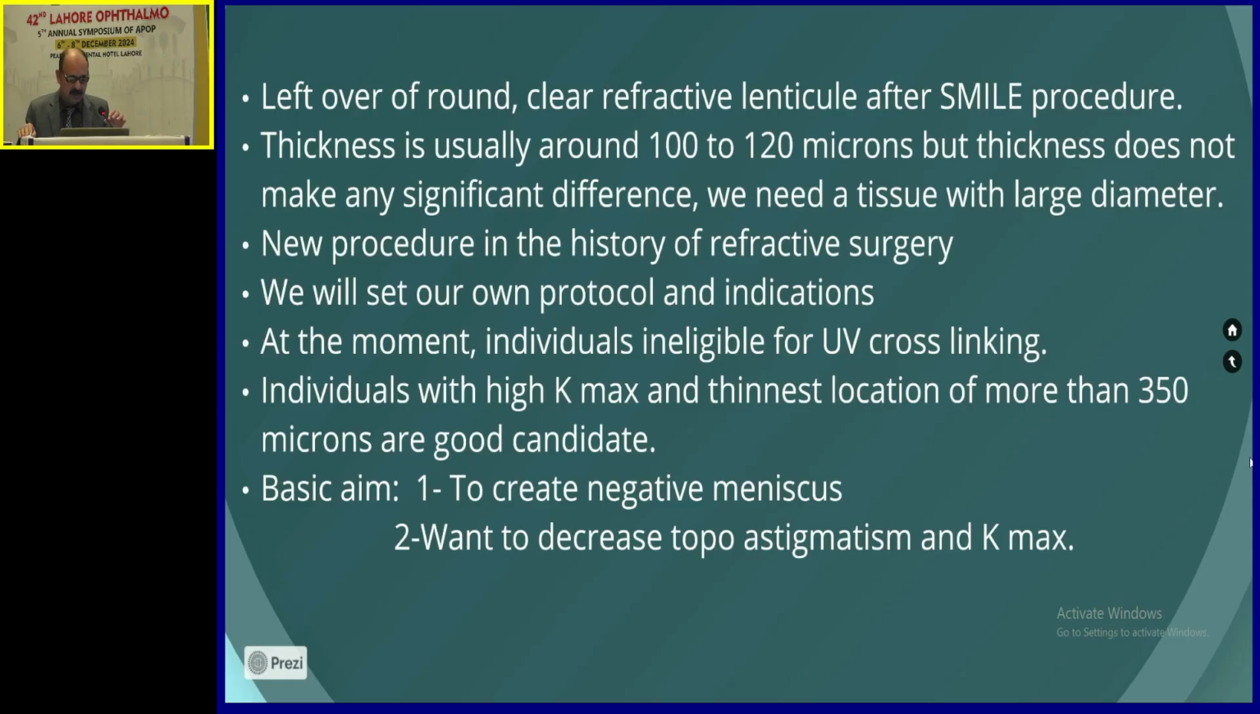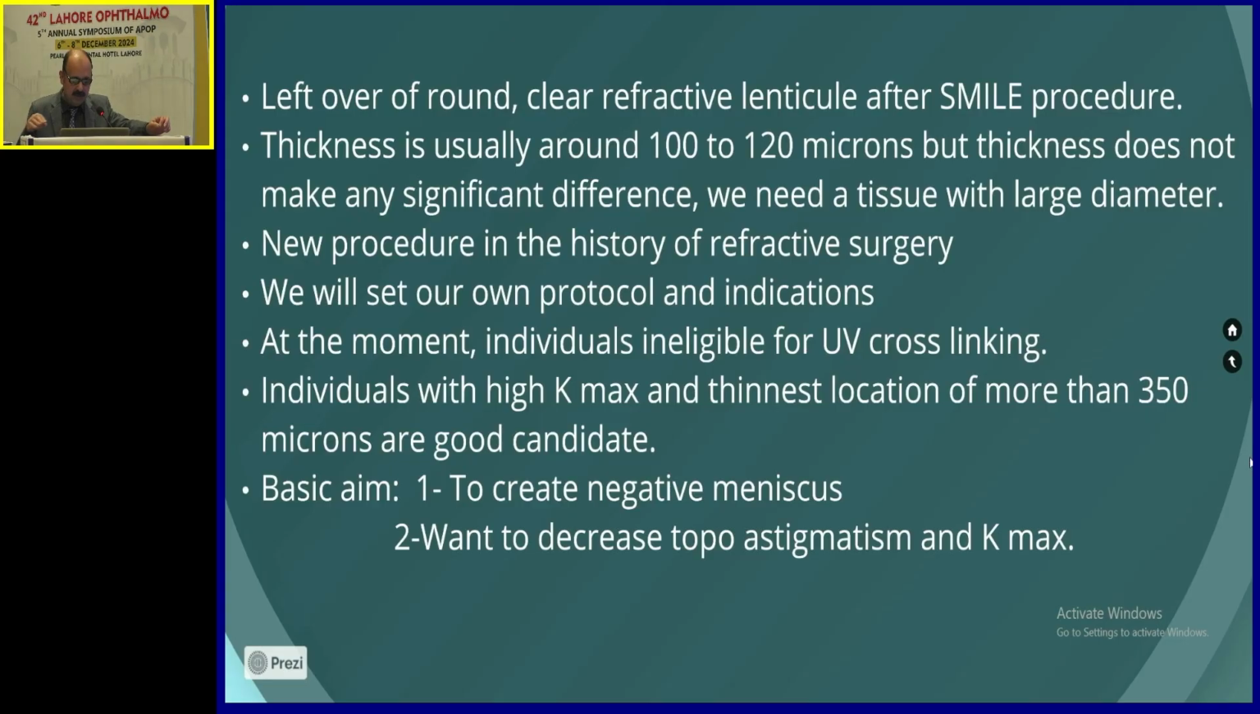This is one of the new procedures in the history of refractive surgery. It is also a corneal procedure. Later on we will set our own protocol and indications for this procedure. At the moment, those individuals who are ineligible for UV cross-linking are usually the best candidates. Individuals with high Kmax and a thinnest location of more than 350 micron are good candidates. More than 350, up to 300, but less than 350 we don't go for any procedure. Then we will switch to other cornea transplantation procedures.